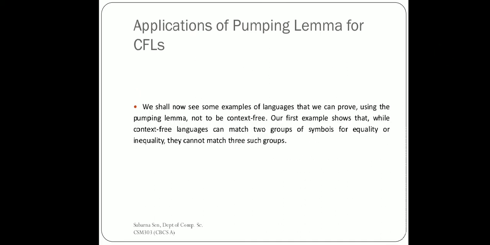So we shall now see some examples. The first example shows that while context-free languages can match 2 groups of symbols for equality or inequality, they cannot match 3 such groups. What it means, there is a trick to remember. Say in any competitive exam you are facing this kind of question, whether this language is context-free or not.